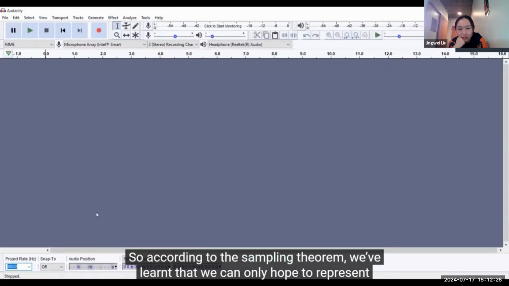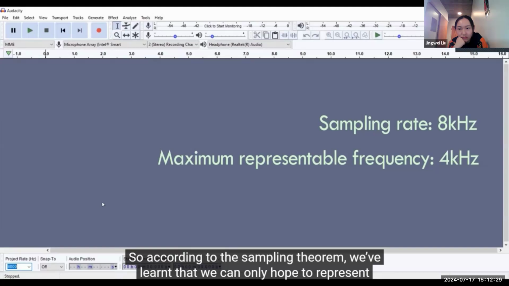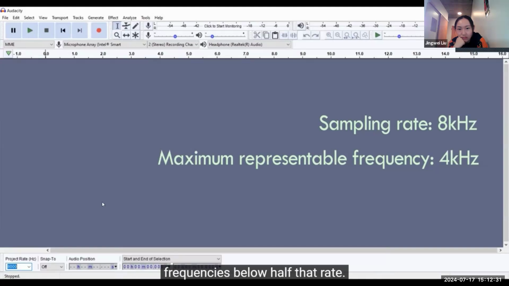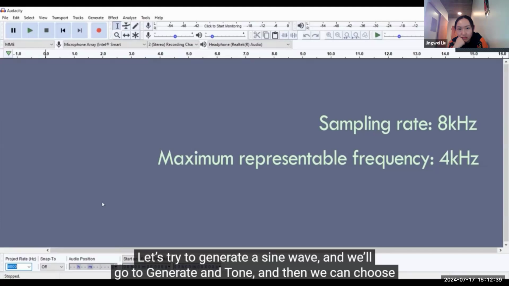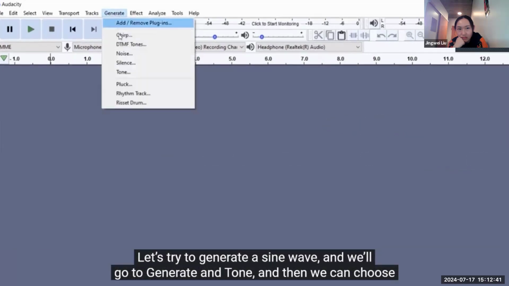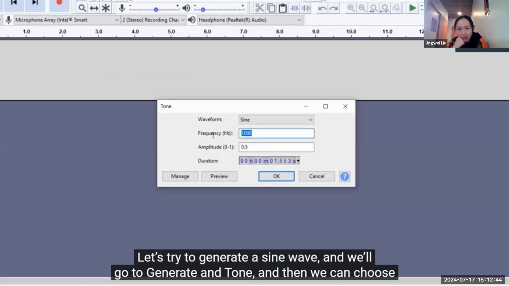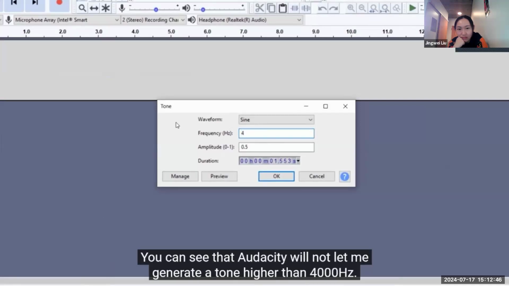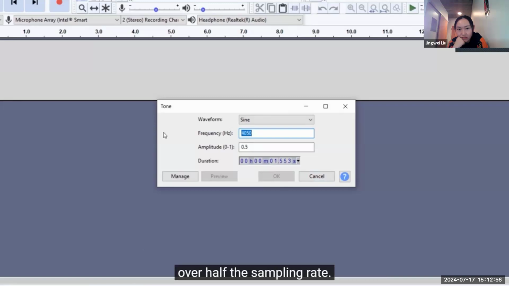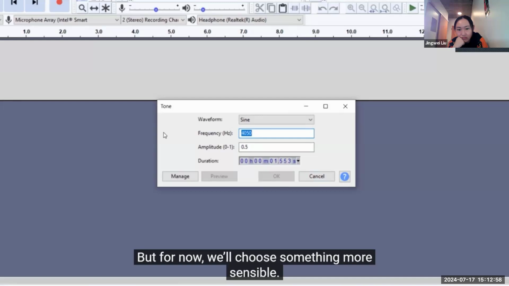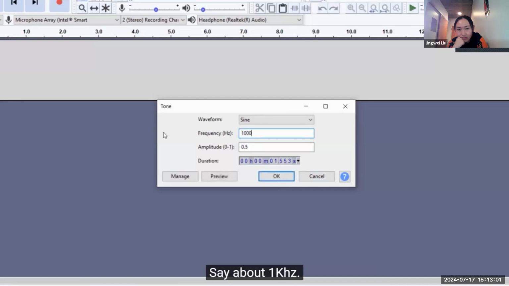So according to the sampling theorem, we've learned that we can only hope to represent frequencies below half that rate. We can represent frequencies till 4,000 Hz and no more than that. Let's try to generate a sine wave, and we'll go to Generate and Tone, and we can choose a frequency here. You can see that Audacity will not let me generate a tone higher than 4,000 Hz. We'll bypass this failsafe later and see what would happen if we were to choose a frequency over half the sampling rate. But for now, we'll choose something more sensible. Say 1 kHz.